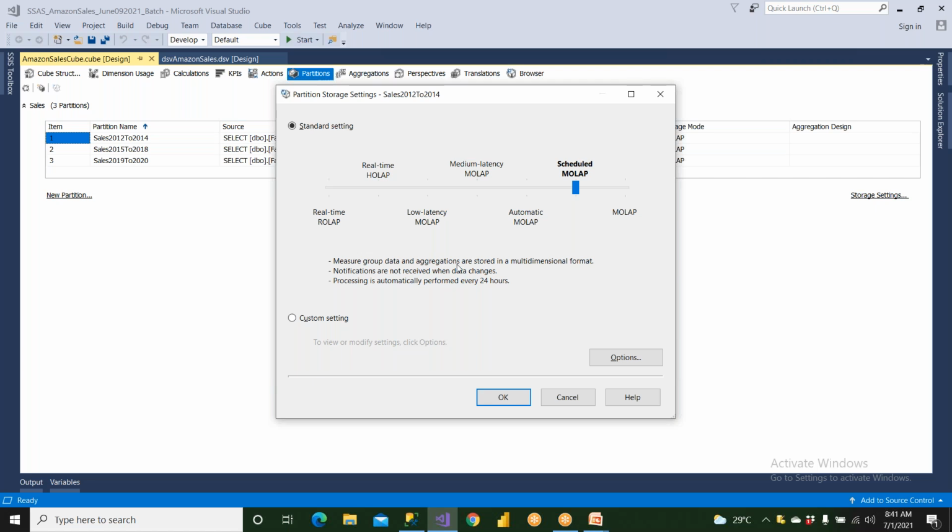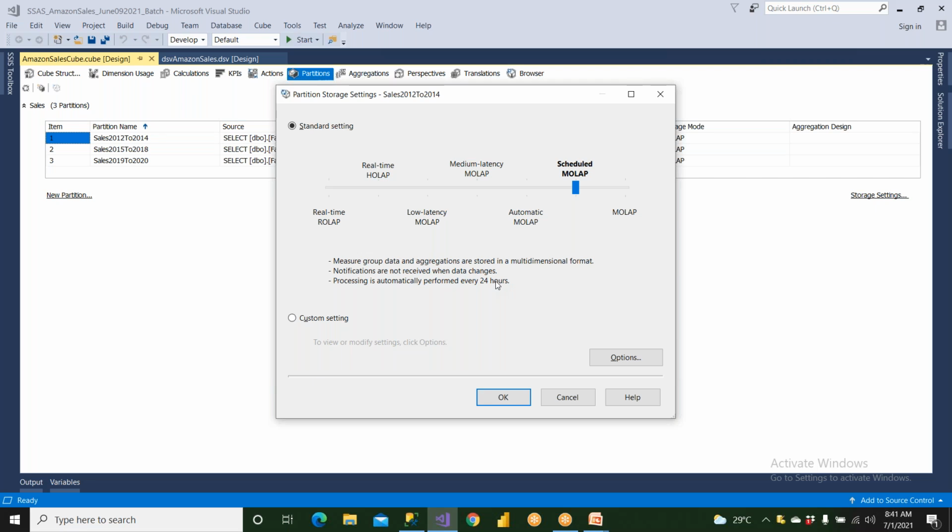But what is the next option? Processing is automatically performed every 24 hours. Clear? Whether you get new data in the data warehouse or not, I don't know, but I simply go and process every 24 hours. If I process now, tomorrow at the same time I'm going to be processing again. What is the disadvantage and advantage here? You need to wait for 24 hours to get the new updates in the report. For example, I loaded the data. So how many hours do I need to wait?